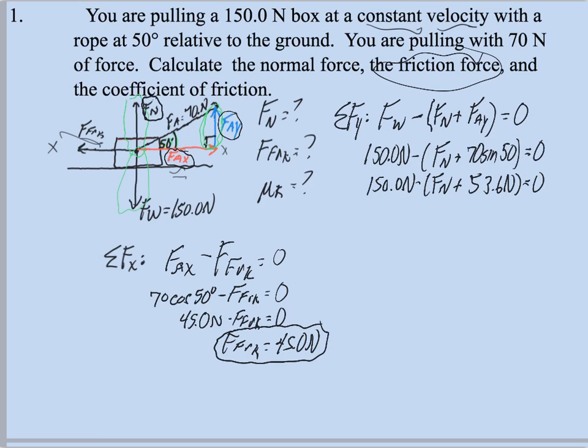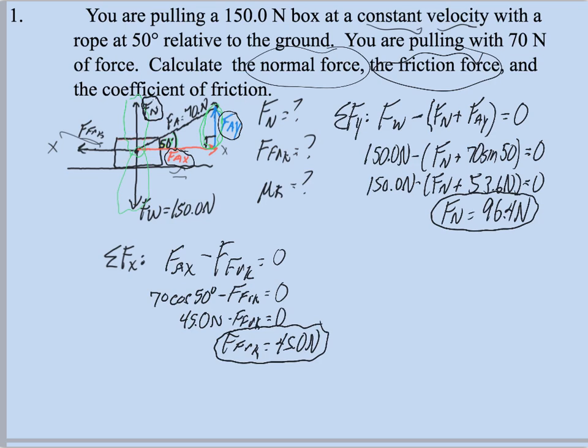And that's going to algebraically end up giving me 96.4, because what's going to happen is I'm going to end up subtracting 150 minus 53.6. That's 96.4 newtons. Well, there's a second answer. That's what else they wanted me to find.